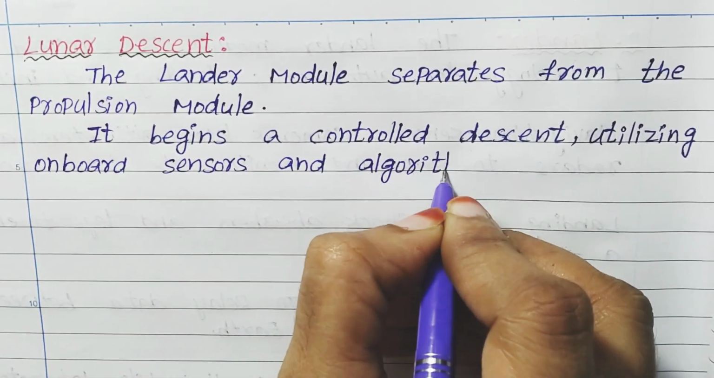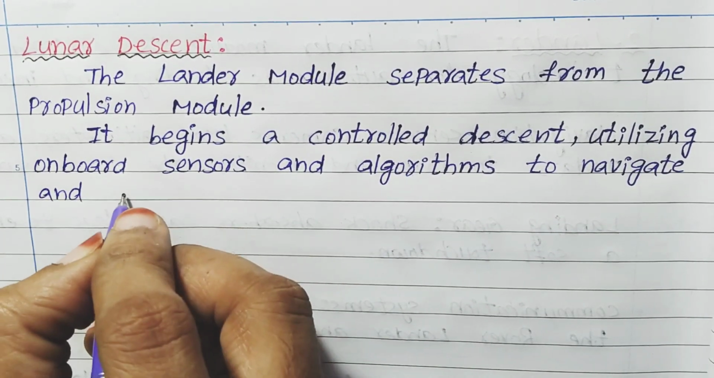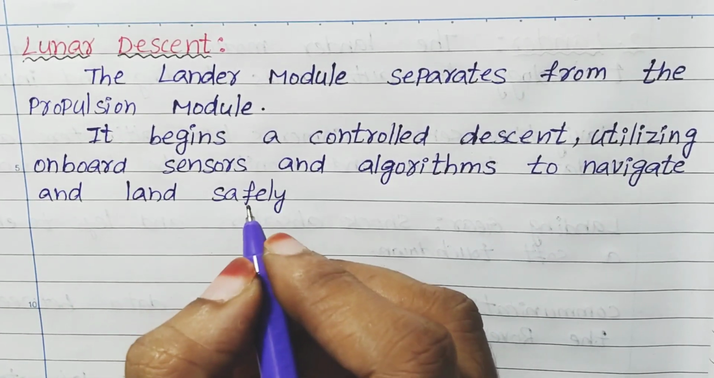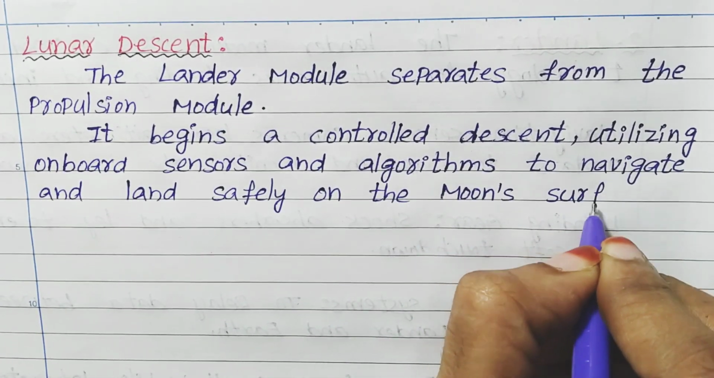Lunar descent. The lander module separates from the propulsion module. It begins a controlled descent utilizing onboard sensors and algorithms to navigate and land safely on the moon's surface.